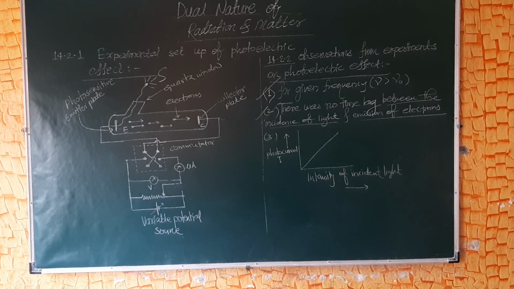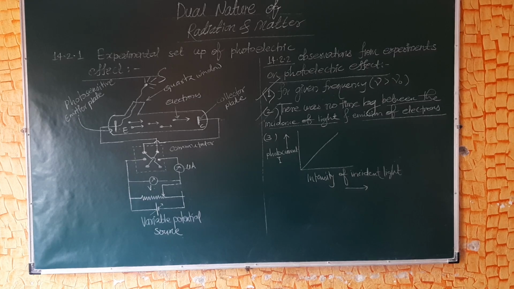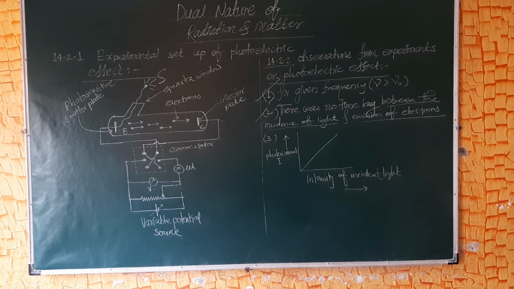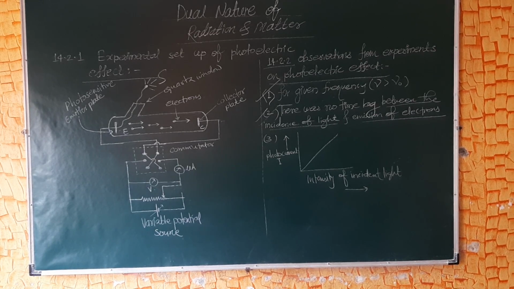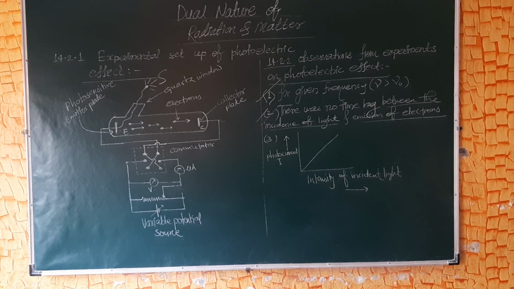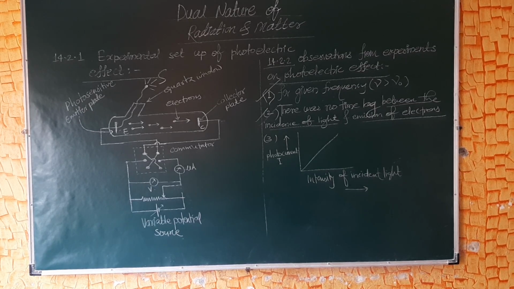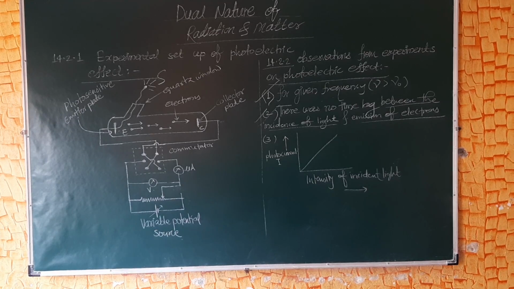Second observation: there was no time lag between incidence of light and emission of electrons. So photocurrent started instantaneously, within 10 to the minus 9 seconds, on shining the radiation, even if the intensity of radiation was low. As soon as the incidence of radiation was stopped, the flow of current stopped.